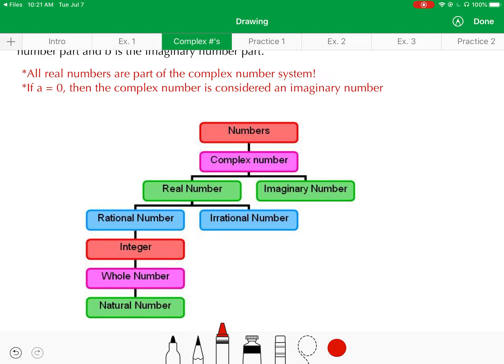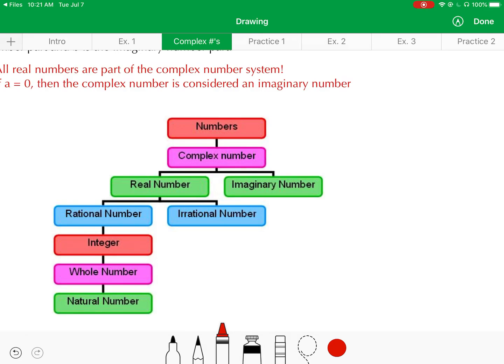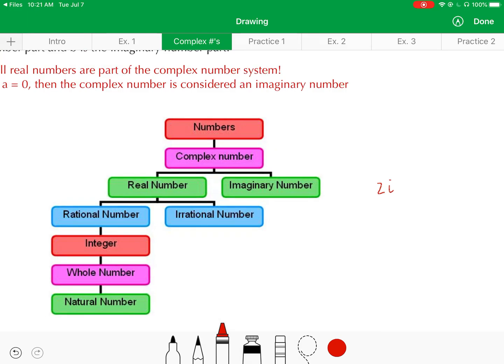Give you an example of that. Let's take the imaginary number of 2i. That's imaginary, and it can also be considered complex if you make a equal to 0 in the value. So 0 plus 2i is, of course, just 2i. So that makes it imaginary. On the flip side, what about real numbers? Well, notice this is saying that all real numbers, again, are complex.